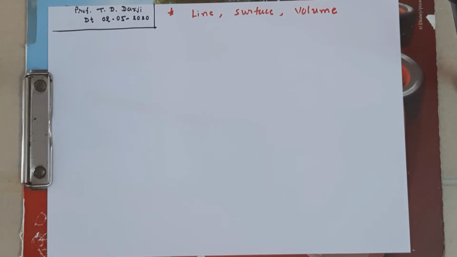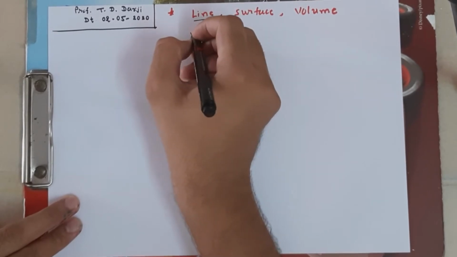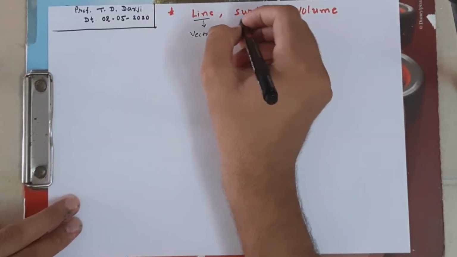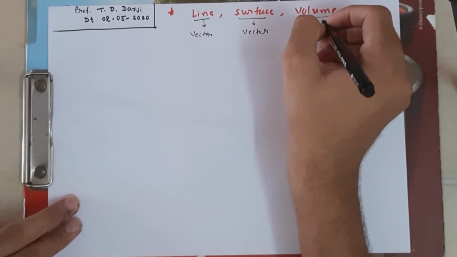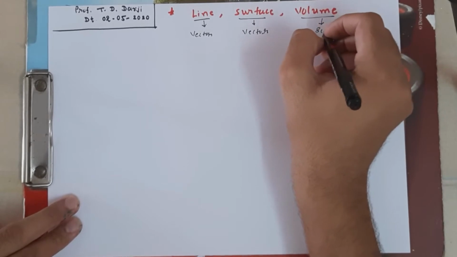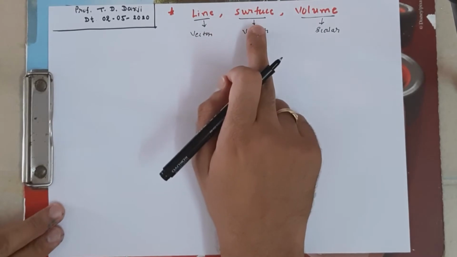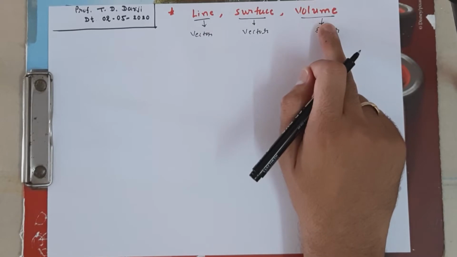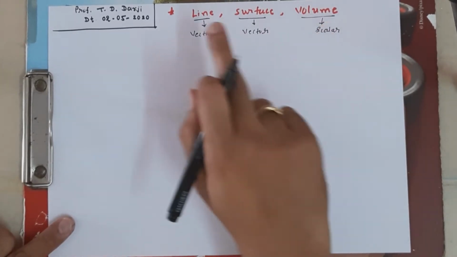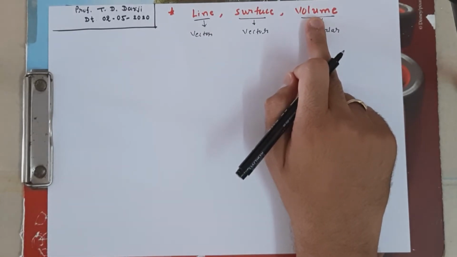As we know, line is a vector quantity, because a line has direction. Surface is also a vector quantity. But what about volume? Volume is a scalar quantity. What is the unit of line? Meter. Unit of surface? Meter square. And unit of volume is meter cube. So first I have to write the equation of line, surface, and volume in Cartesian, cylindrical, and spherical coordinates.